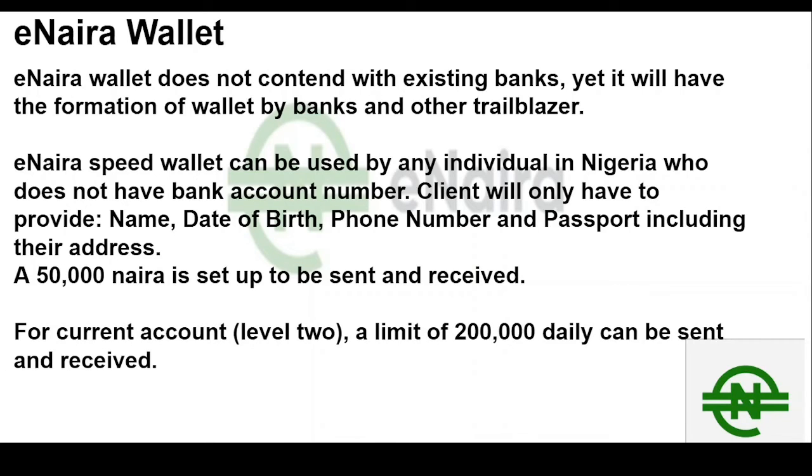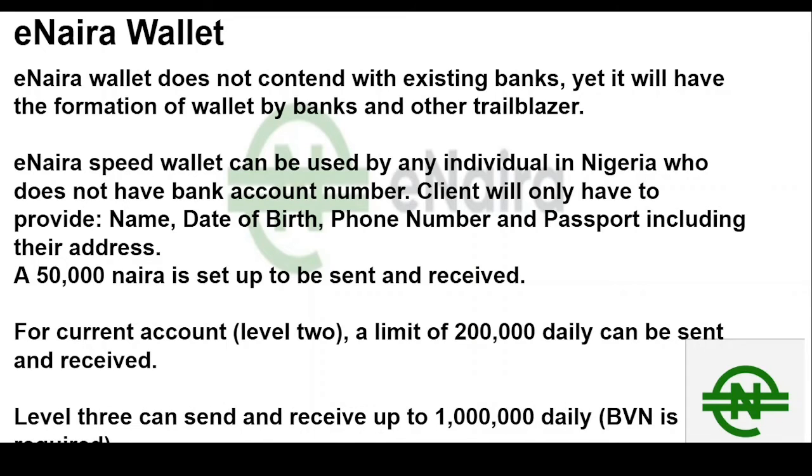Now the next level, which is known as level 2, is for those that have a current account. So with this current account on this level, you can send and receive a minimum of 200,000 naira in every single day. Now the third level, which I want to show you here, is known as level 3. On this level 3, you can send up to 1 million daily. But the shocking thing about this level 3 is that what is required is your BVN. Virtually everybody in Nigeria should have a BVN, especially if you own a bank account. So you have more opportunity to send and receive a minimum of 1 million naira daily.